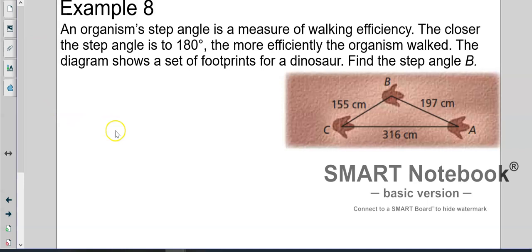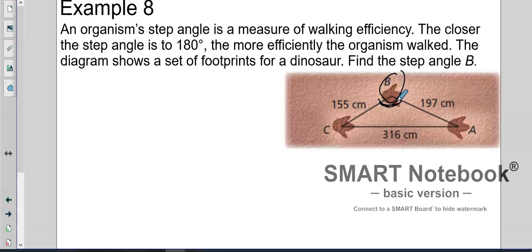One last problem, very similar to the one we just did. Okay, so organism step angle is a measure of walking efficiency. The closer the step angle is to 180, the more efficiently the organism walked. The diagram shows a set of footprints for a dinosaur. Find the step angle of B. We're trying to find this angle right here.